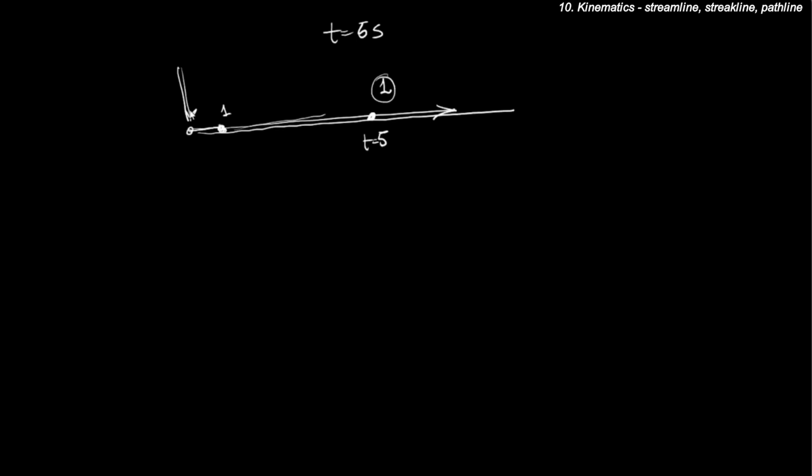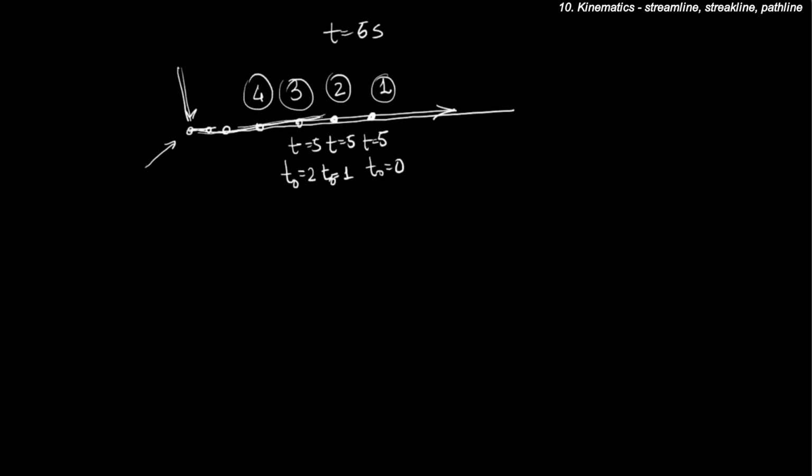The second particle, which would have been injected 1 second after the injection of particle 1, would reach some distance over here. So this is the second particle at t equal to 5, but it was injected at 1 second. This was injected at 0 seconds. Then the third particle at t equal to 5 would be over here, but it was injected at t equal to 2 seconds, and so on. So all the particles which are injected at this particular point would necessarily lie on this particular streamline, because the flow is assumed to be steady.